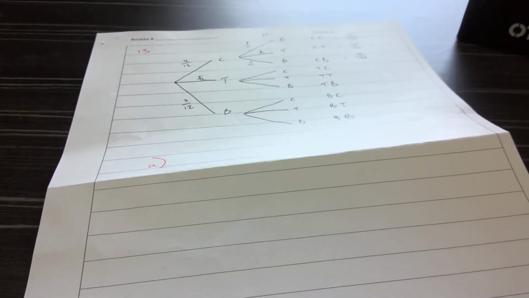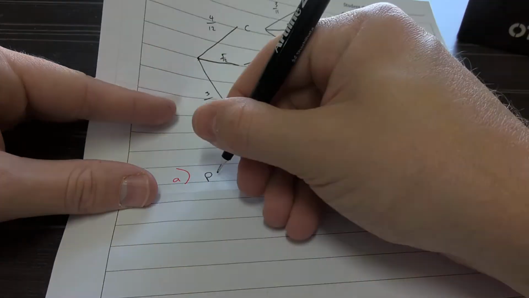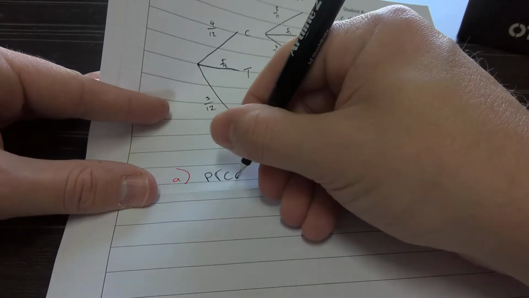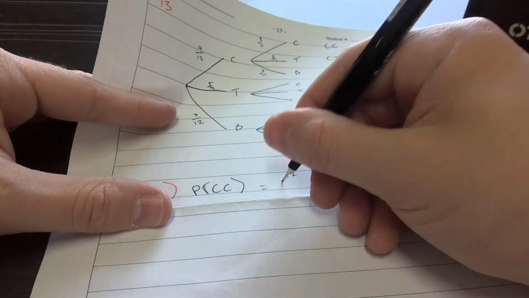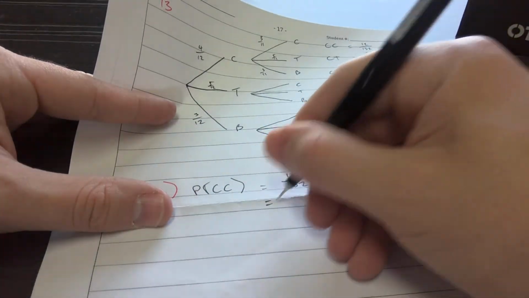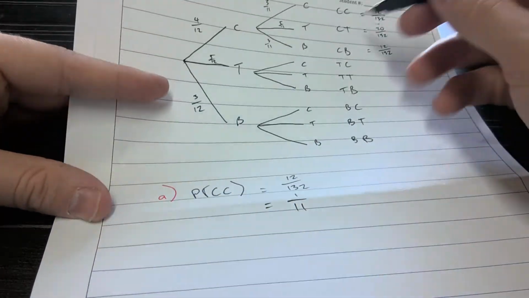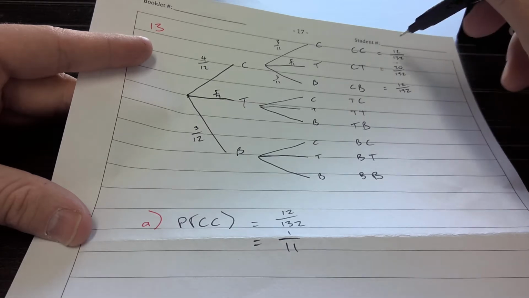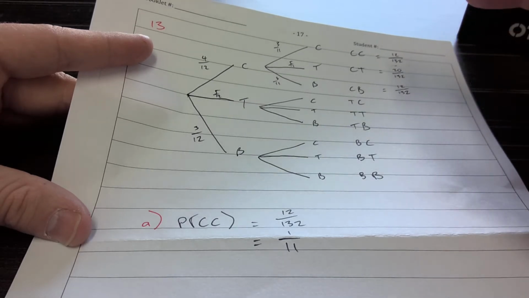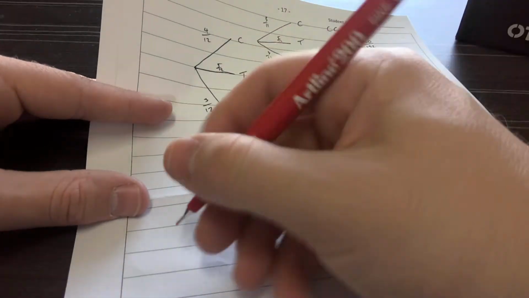So look at 13A. The question's asking, what's the probability that they're both canaries? Well, we've already got that one. We're looking at probability of C and C, or CC. And that's just going to be 12 over 132, which does equal 1 over 11. When you're actually answering your question, you should simplify. But when you're doing the calculations or the tree diagram here, no need to simplify. I think it makes it easy if you don't simplify. So that's that first question.